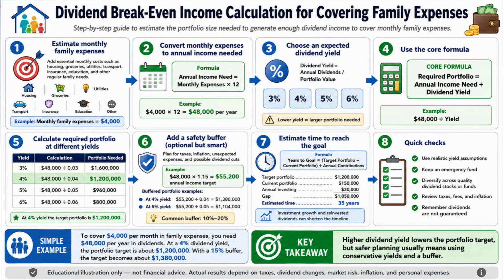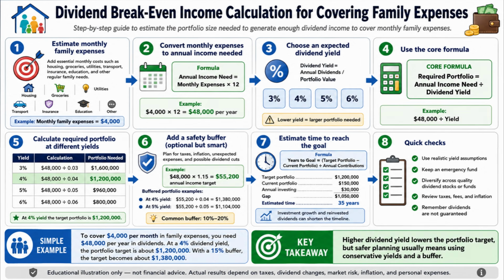Now, compare the required portfolio at different yields. At a 3% dividend yield, $48,000 divided by 0.03 equals $1,600,000. At a 4% yield, the required portfolio is $1,200,000. At a 5% yield, the required portfolio is $960,000. And at a 6% yield, the required portfolio is $800,000. So, at a 4% yield, the target portfolio is about $1,200,000.